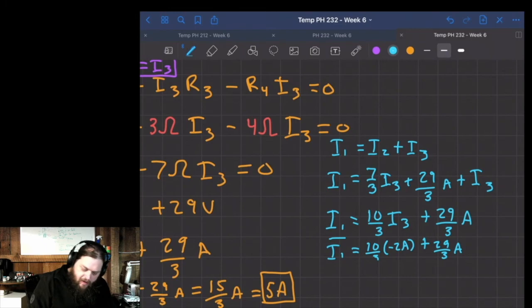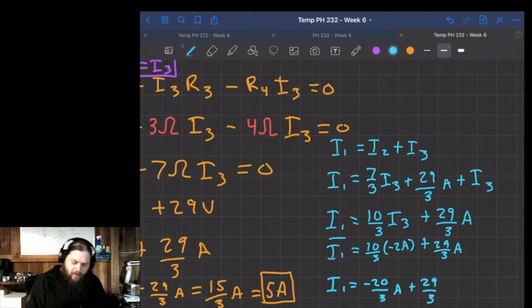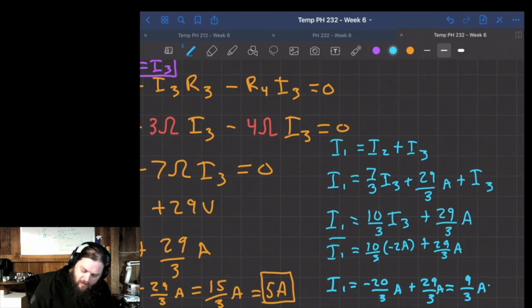So multiplying across, I1 is going to equal negative 20 over 3 amps plus 29 over 3. So adding those together, that's 49. No, adding those together, it's 9 over 3 amps, which is equal to 3 amps. That's better.